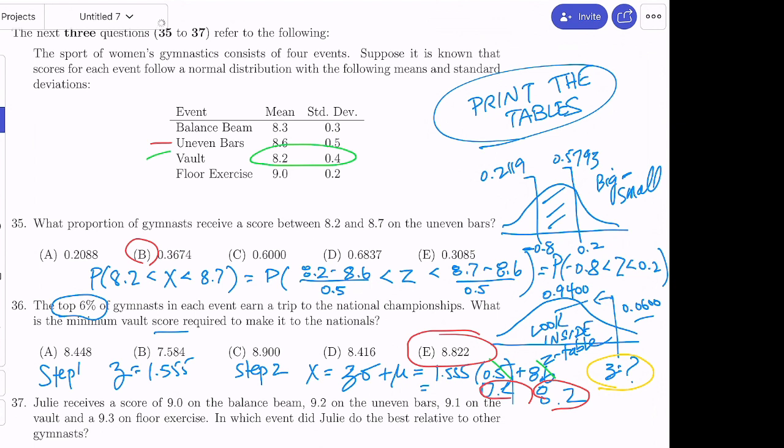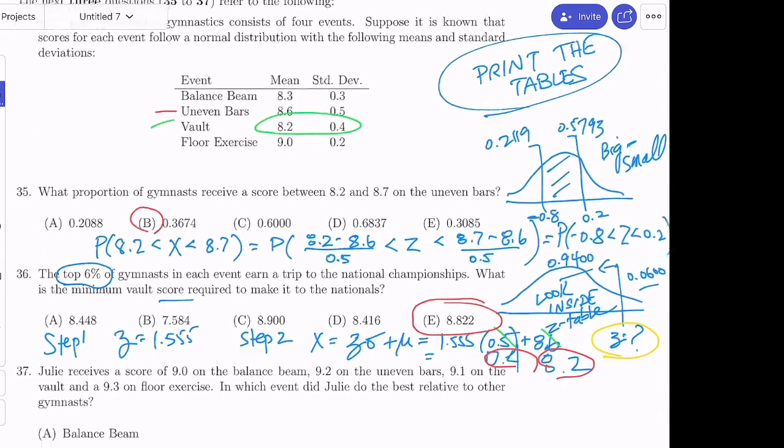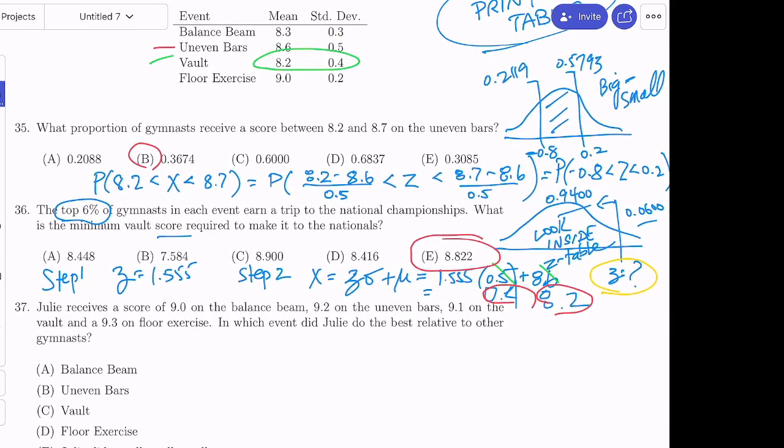Let's do the last one and then that's it. One more. Julie receives a score of 9 on the balance beam, 9.2 on the uneven bars, and 9.1 on the vault, and 9.3 on floor. In which event did Julie do the best relative to the other gymnasts? So how do we solve this one?